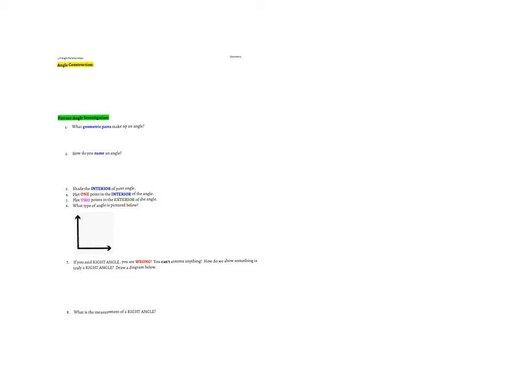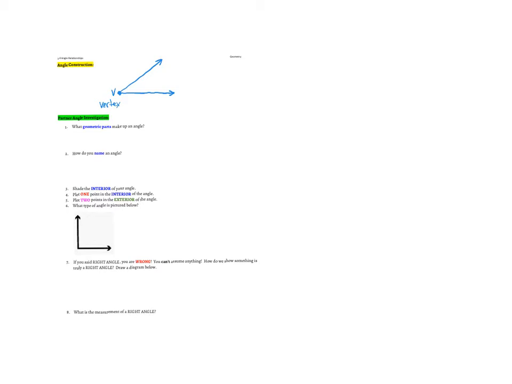So as far as constructing an angle goes, we want to think about having a point that's going to serve as a very special locator. And from there, we're going to come off and create two sides of our angle. This particular point is going to be called the vertex of the angle. Let's give it a letter. Let's call it V, for vertex.